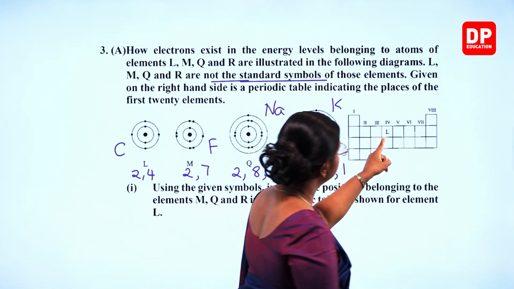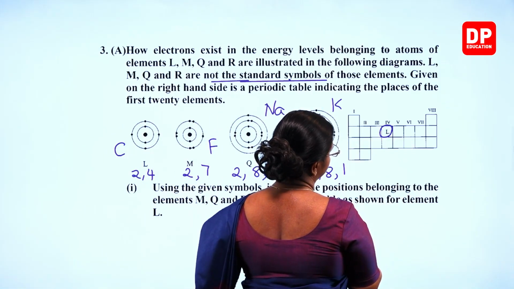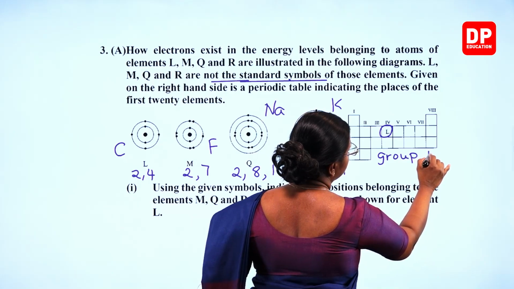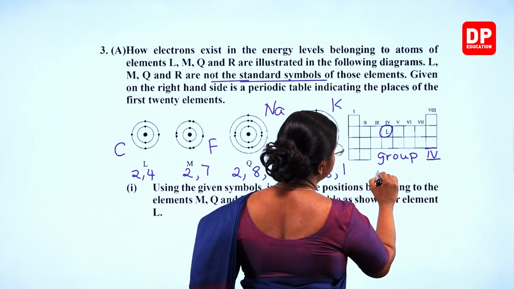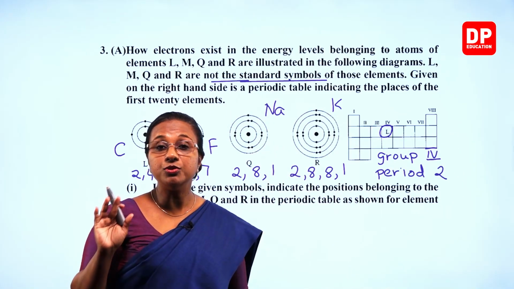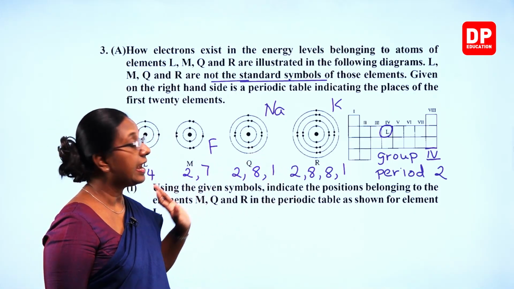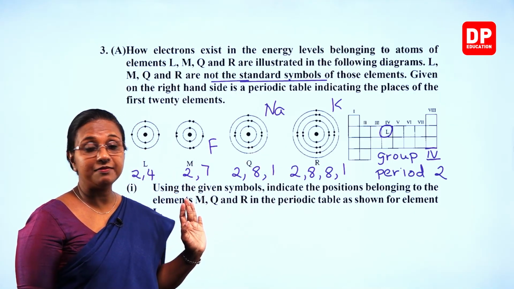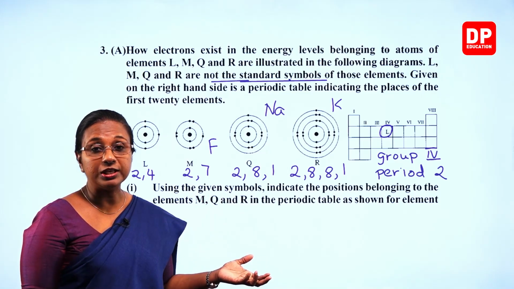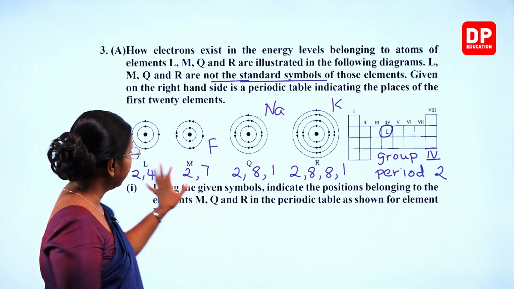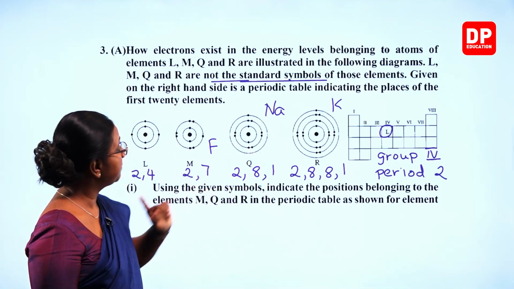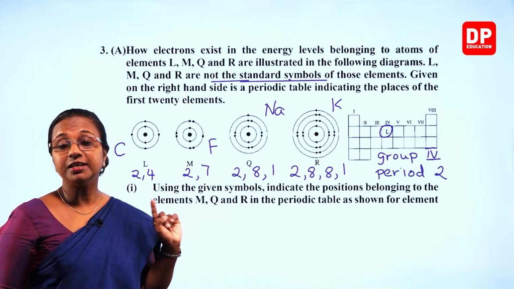So if you look at the position of L here, there you can see group 4, you have to use Roman numerals, and period 2. So these are the information that you already know. If you are given the atoms like this with electrons filled in their energy levels, you can write the electronic configuration, you can get the atomic number, then you know the element as well. Even if you don't identify the atoms or the elements, still you can find the position by looking at the electronic configuration.